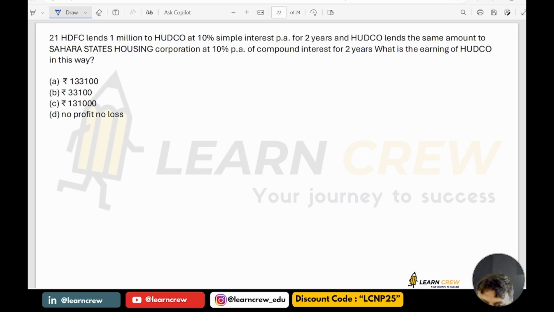Question number 21. HDFC lends 1 million to Hudco at 10% simple interest per annum for 2 years. Thereby 1 million, that is 10 lakhs, becomes 12 lakhs.